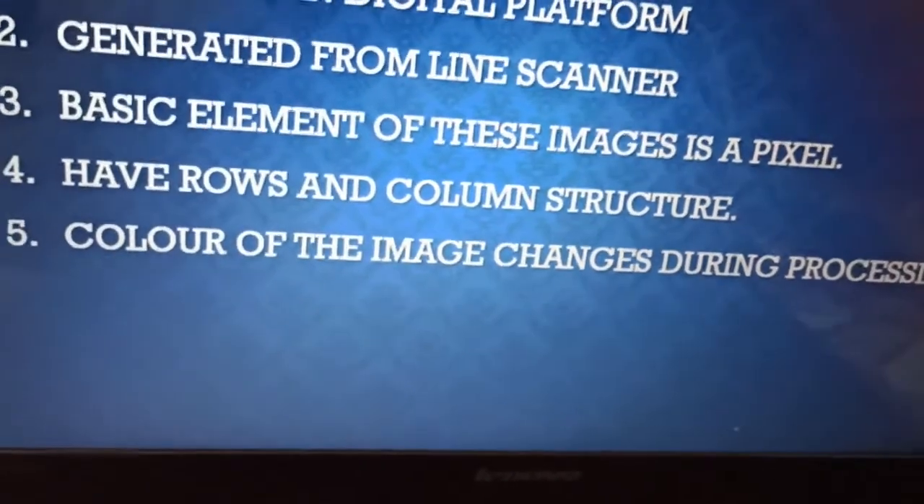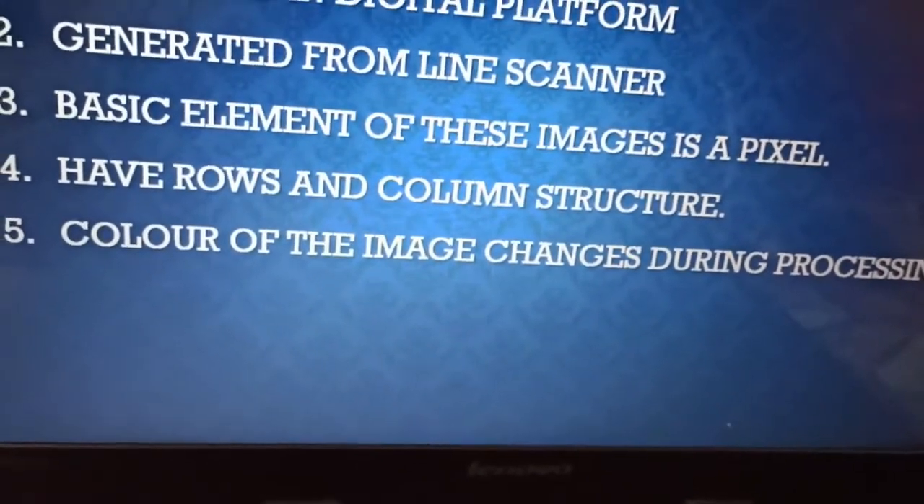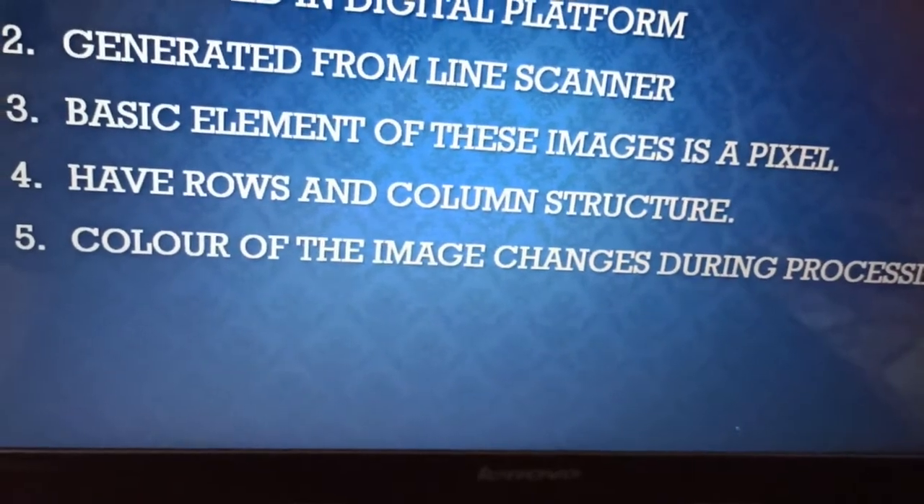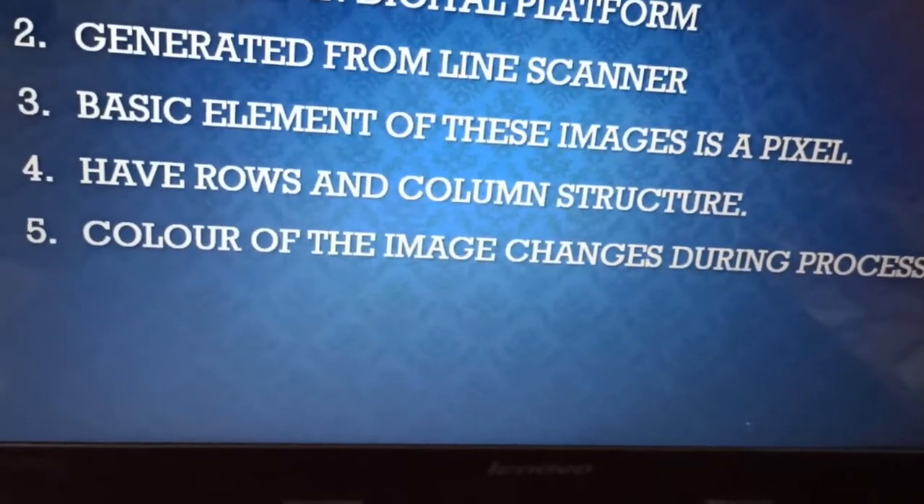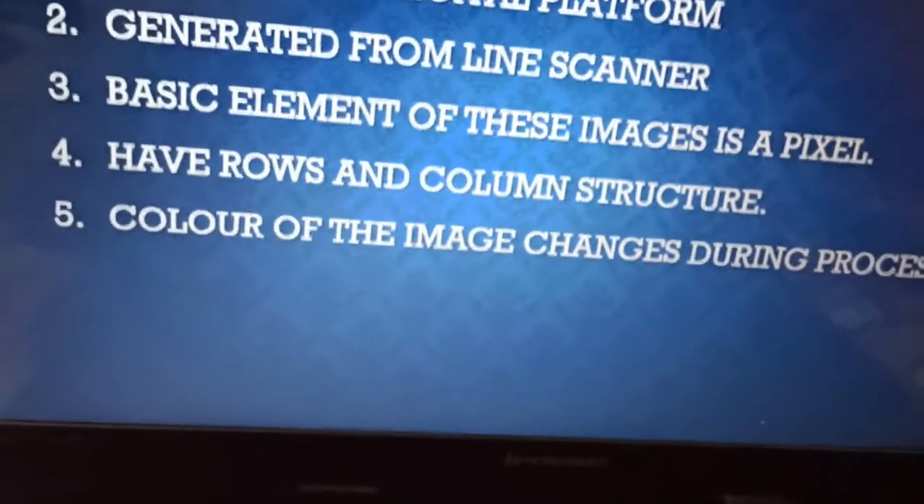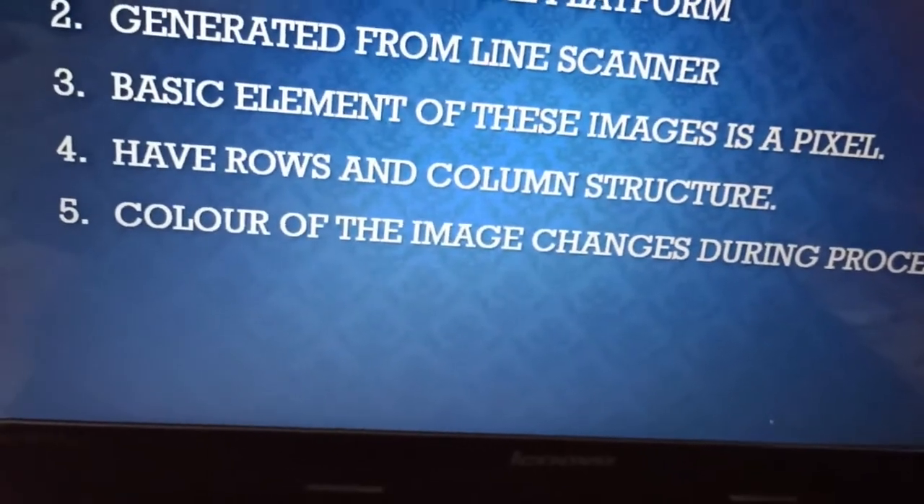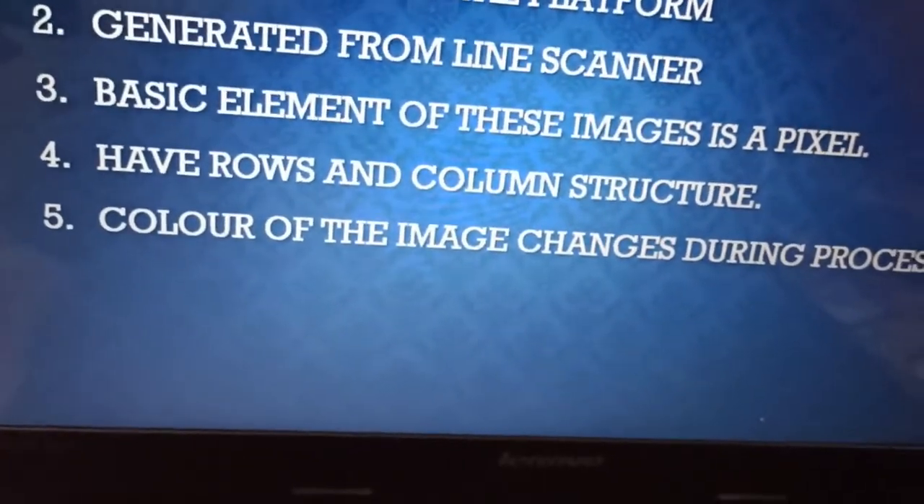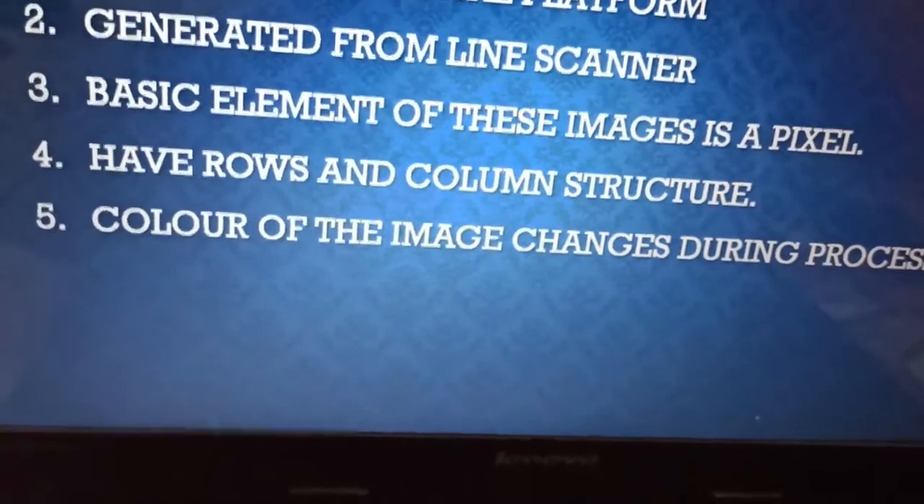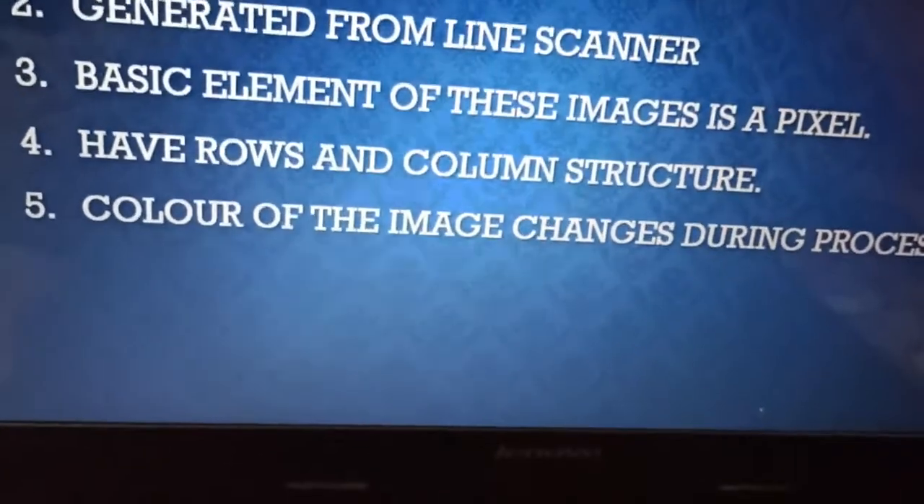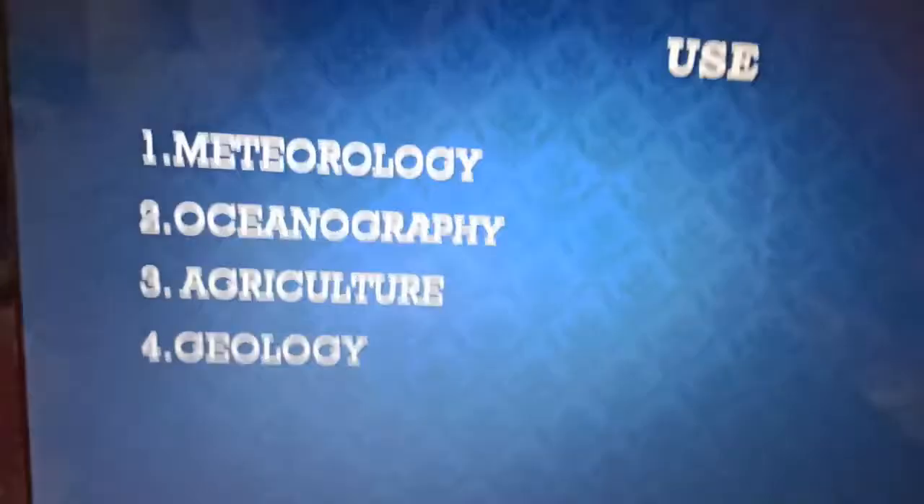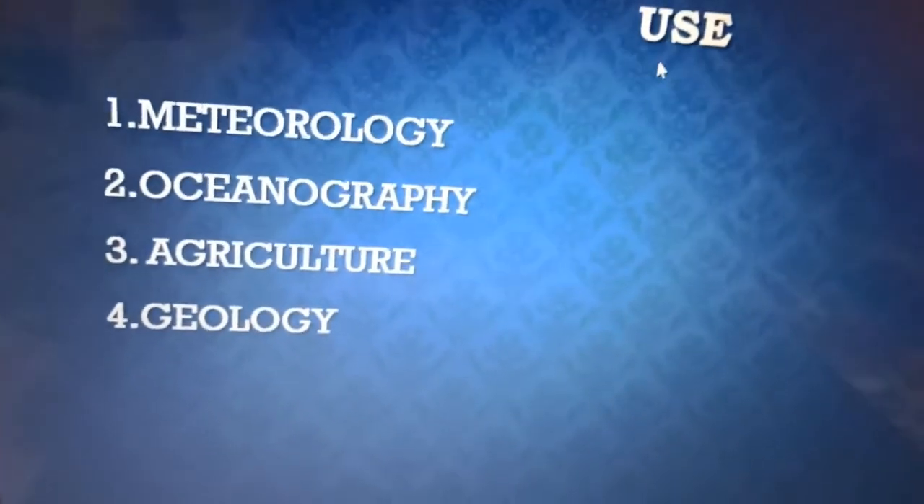When the images are acquired or formed, they are in a black and white format. When the images are then processed in certain software like ArcMap, MapInfo, etc., the images change their color during processing. Okay. The next one is the uses of satellite images.